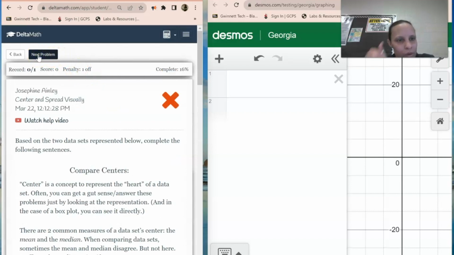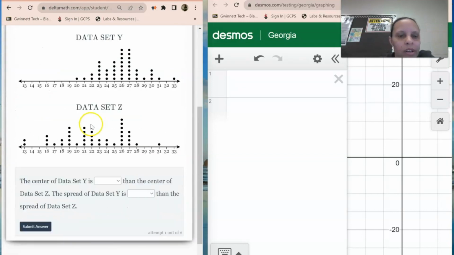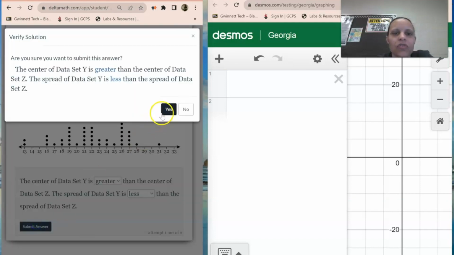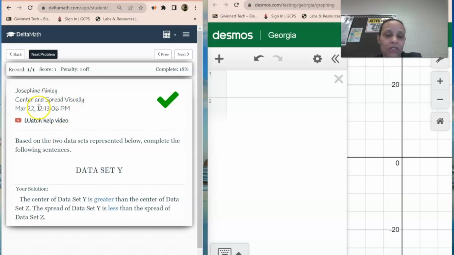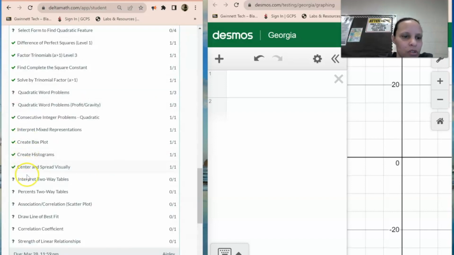All right, so I'll do one more. All right, good. It gave me something completely different. All right, so center of this, I'd say 26, 27. Center of this is 22, so Y is greater. All right, how spread out is the data? This is less spread out than this one, which is more spread out, so this is less. All right, so you're just visually looking at it. Of course, you can actually find it out for sure, but we're just visually looking at it.